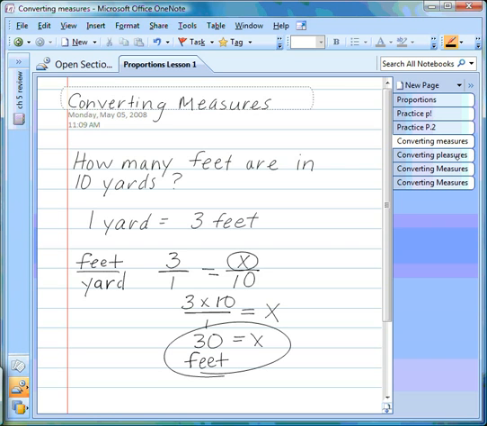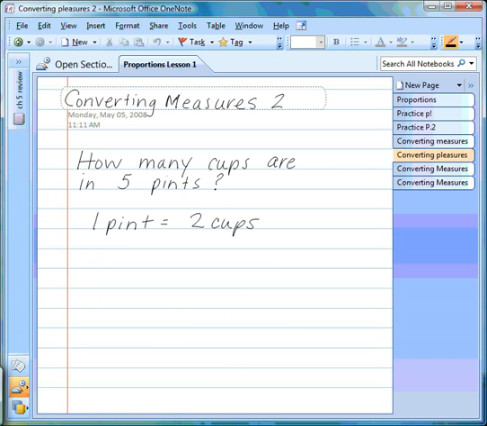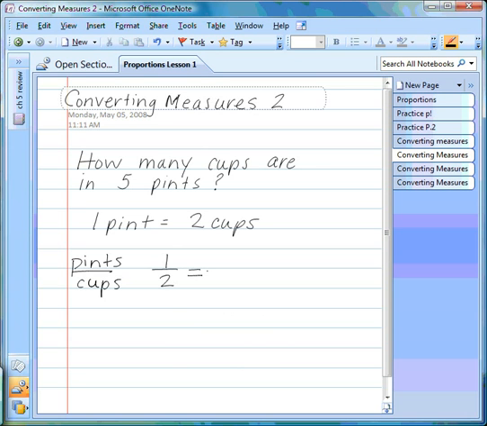Okay, here's another example of that. Okay, we're working with pints and cups. So we're going to put our pints on the top and our cups on the bottom and make sure we keep them lined up as we go. Okay, here's our conversion rate. 1 pint equals 2 cups, so 1's going to go on the top, 2's going to go on the bottom. Okay, we look to our problem.